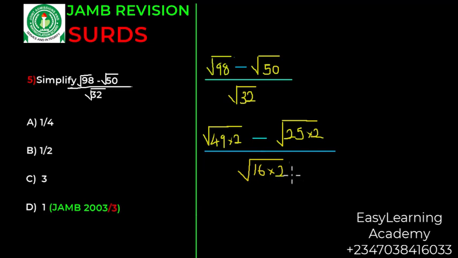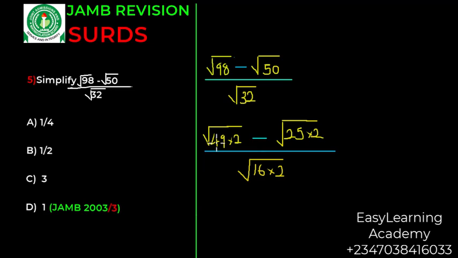Okay, now if you observe something, each of these numbers that we are multiplying with 2, they are all perfect squares, right? Yes, they are. So ensure that the number you're multiplying with 2 or the number you're multiplying with 3 is a perfect square. All right, so let's keep solving now.